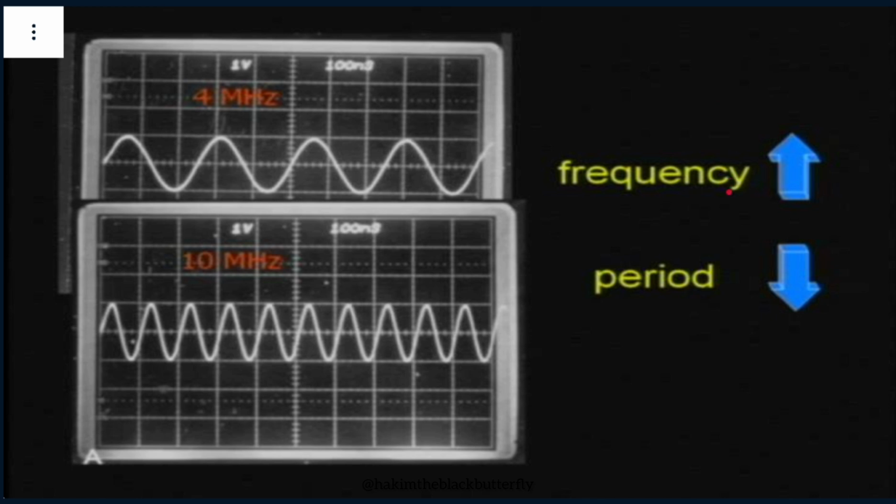So as frequency increases, the period reduces. I've already told you that frequency is inversely proportional to period. Frequency is inversely proportional to period.